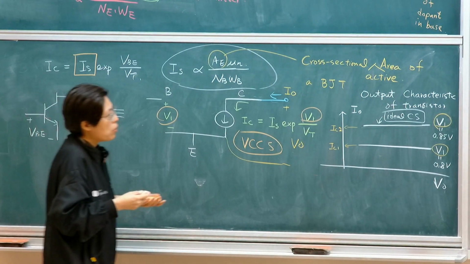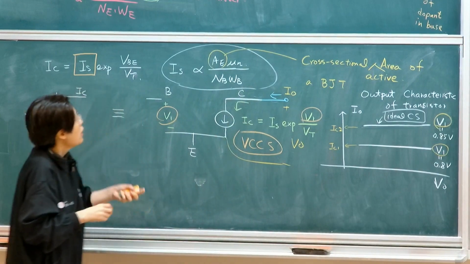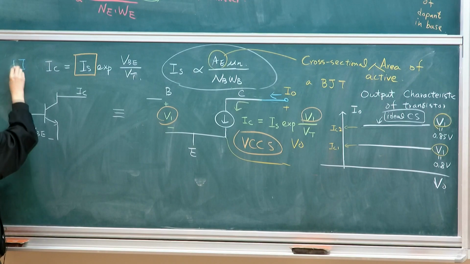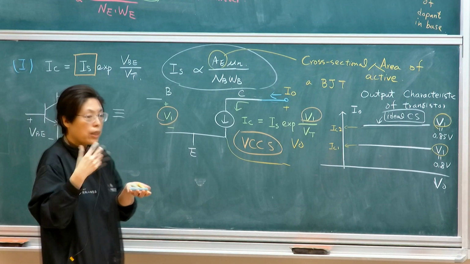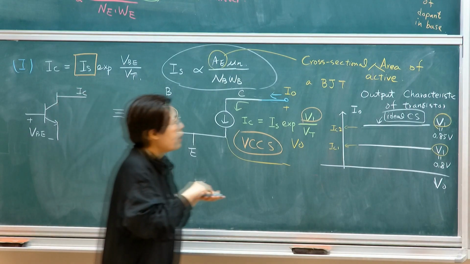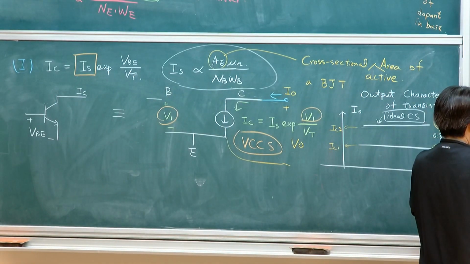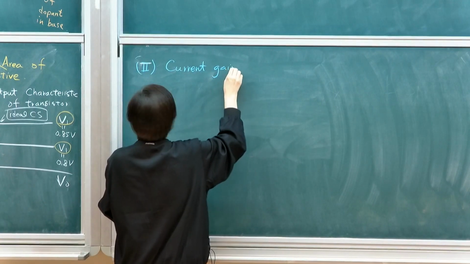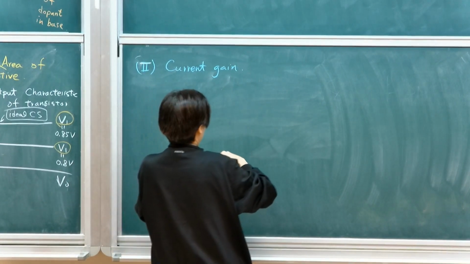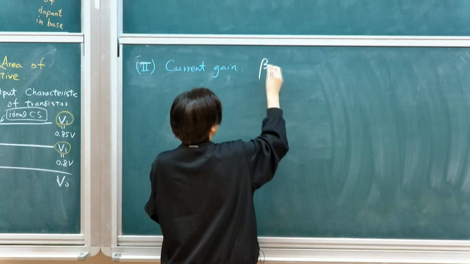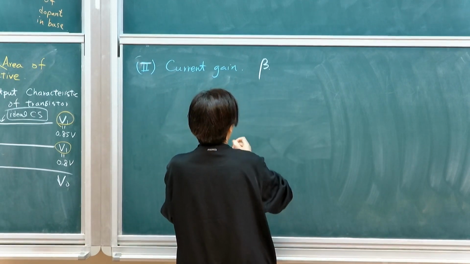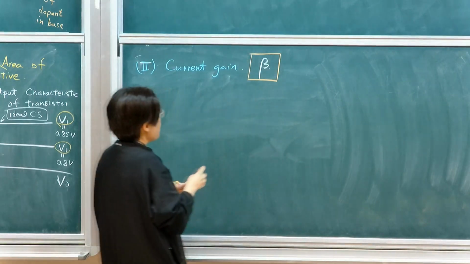So once we have this, the next thing we talked about, other than this current, this is the first key important result, one, which is IS is the key parameter. The other key parameter in describing a transistor is the second important parameter, which is current gain. Remember current gain, which is beta. So beta, current gain, is also a key parameter, a device parameter which will be given to you.